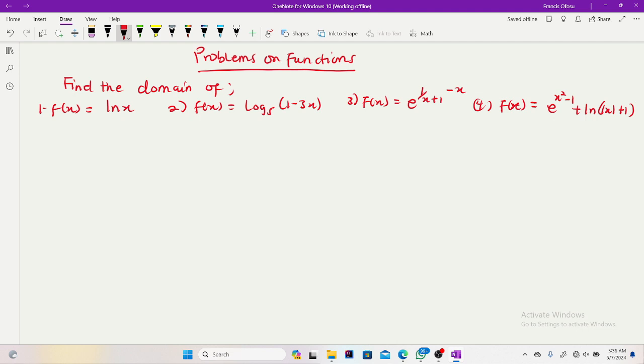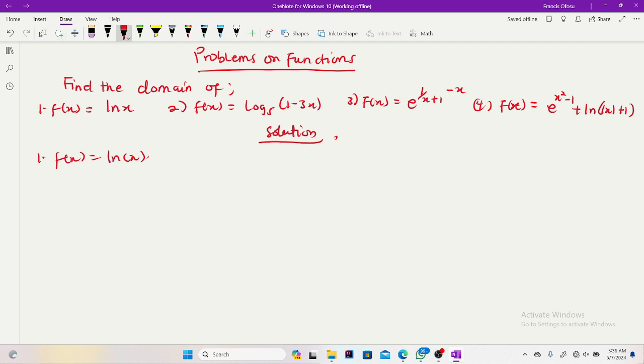So I have some transcendental functions here which we want to find the domain of, right? So let's see. I have f of x here, right? So f of x is equal to natural log of x, right? So what's the domain of natural log of x?